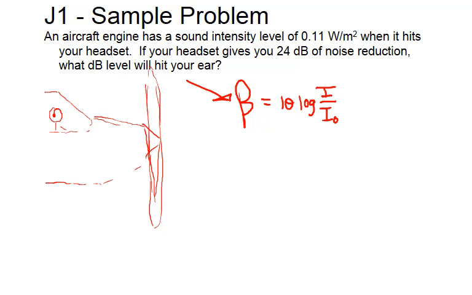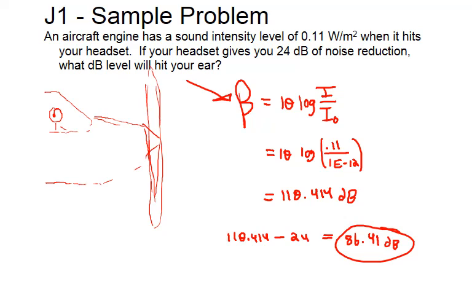Okay, so you're inside the airplane, and you have your decibel level here, 10 log 0.11 over 1 times 10 to the negative 12th. So 110 decibels is what you would have at your ear, but you have 24 decibel noise reduction, so we can subtract that out. So this is actually what will reach your ear, 86.41 decibels. And that makes a big difference when you're flying, because the headsets themselves reduce it enough to make it more comfortable. So 86 can be comfortable.